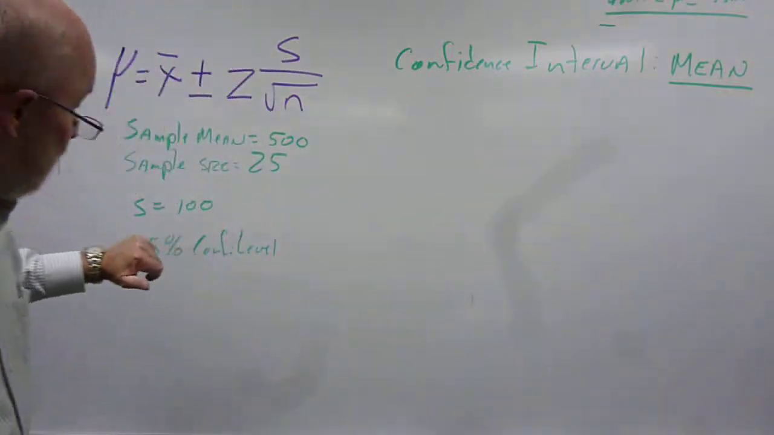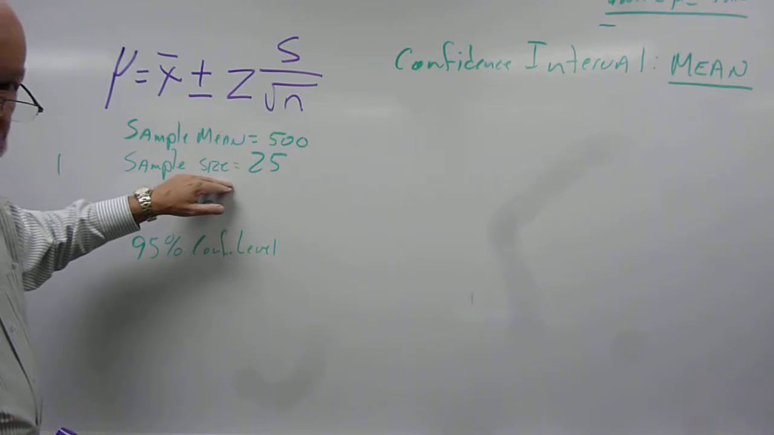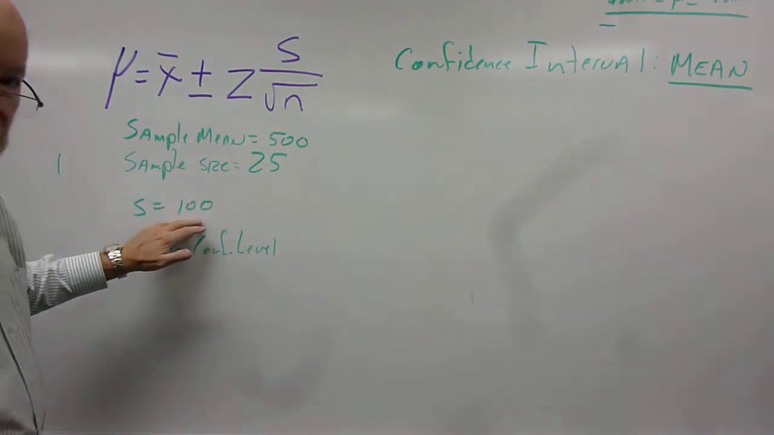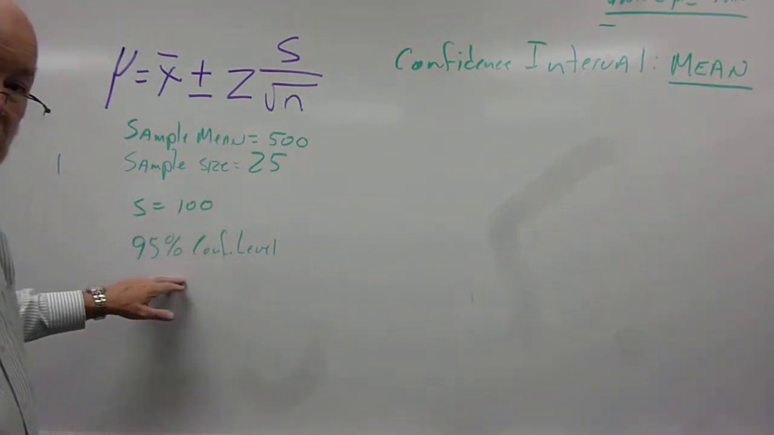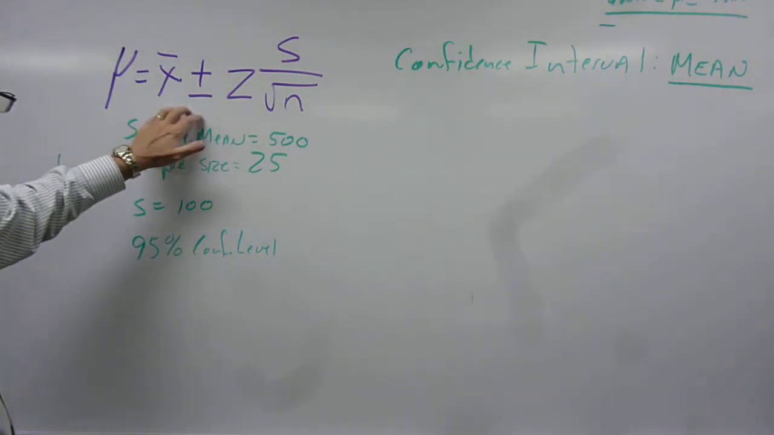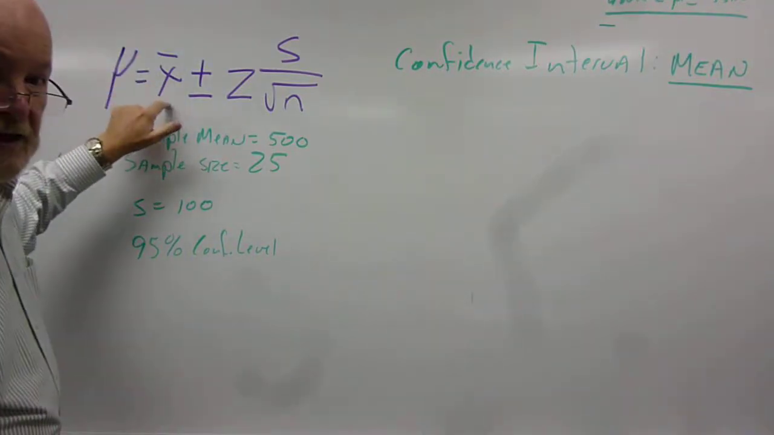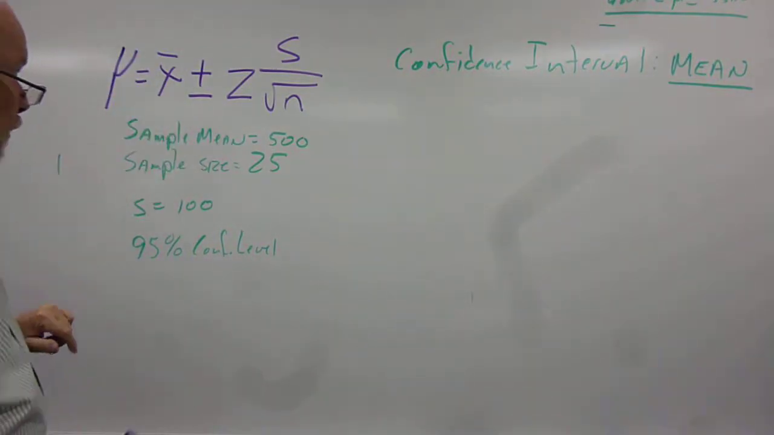We have a little problem here. In our problem, we have a sample mean of 500. We have a sample size of 25. Our standard deviation of the sample is 100. And we want to be 95% sure. So the first thing we do is figure out our formula. We're going to use this formula because we're dealing with the mean. Right here is the mean. We want to keep that in mind.